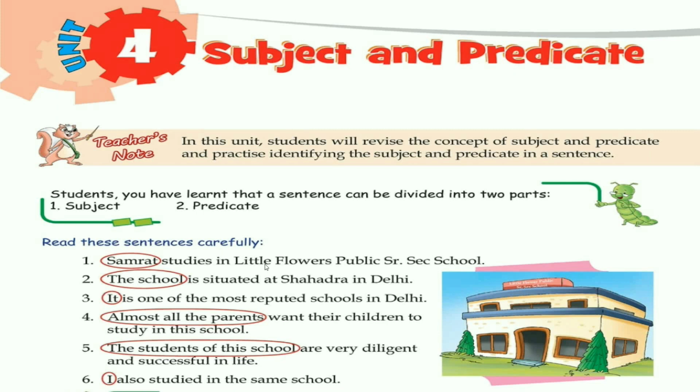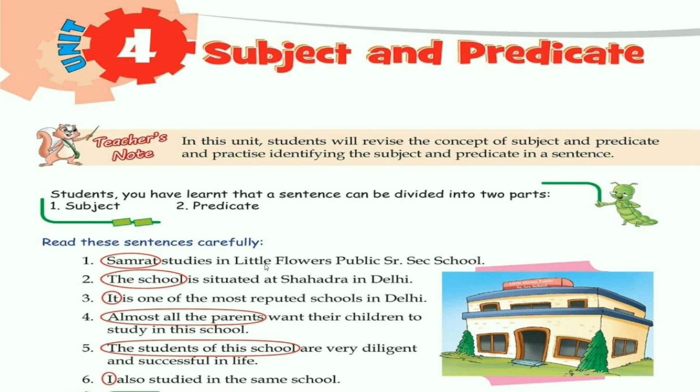In fifth number, the students of this school are very diligent and successful in life. Again, whom are we talking about here? The students of this school. And the rest of the things will be predicate. Point number 6. I also studied in the same school. So whom are we talking about here? I. So I is the subject and the rest of the things will be predicate.